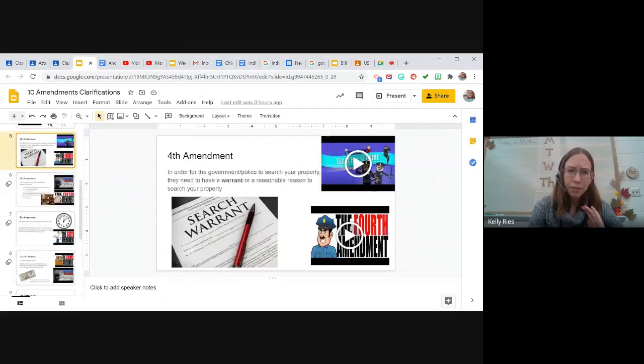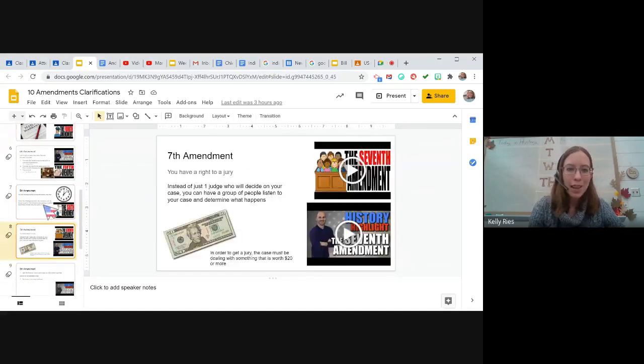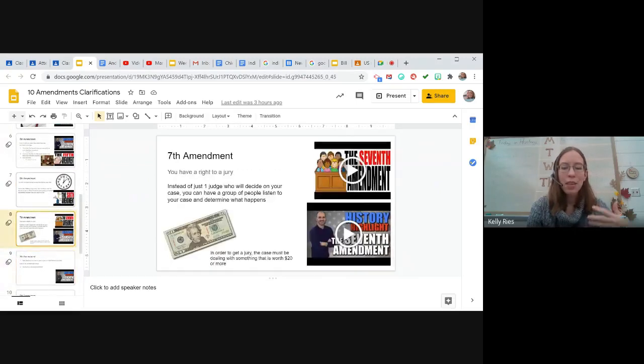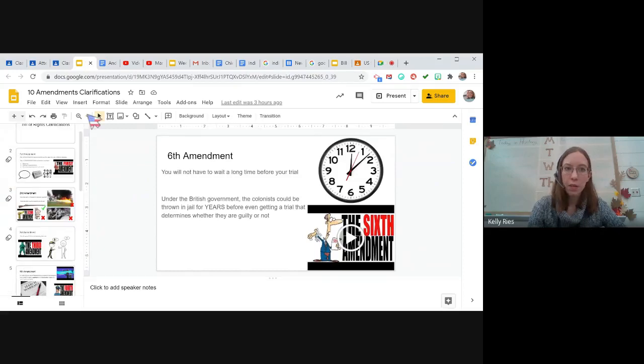So if you find yourself ever stuck on one of the amendments, like, I'm not quite sure what a warrant means for the Fourth Amendment, or I'm not quite sure what due process is, that will be explained in any of these slides right here. So that's an option for you.